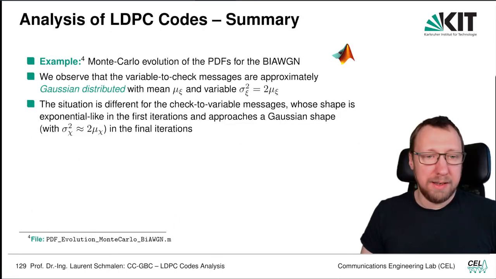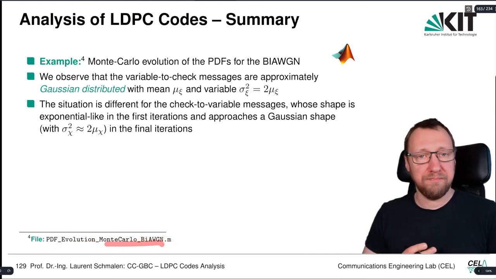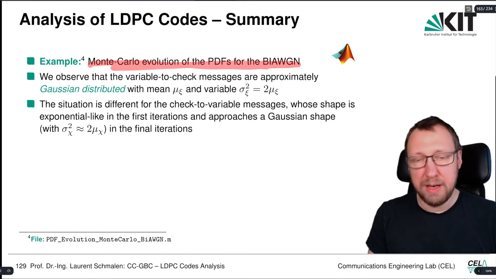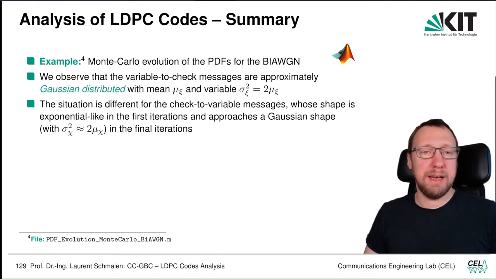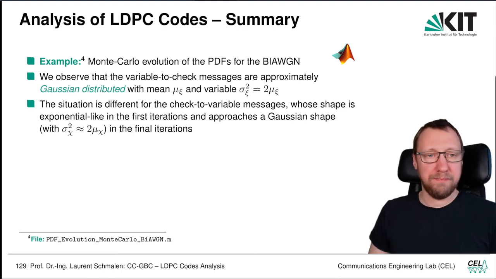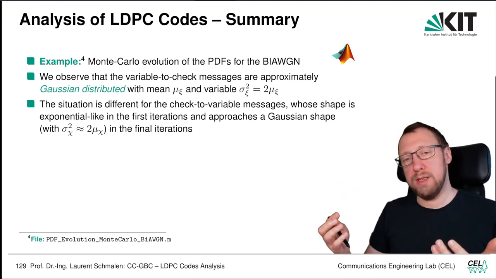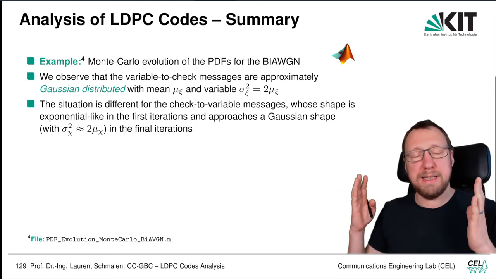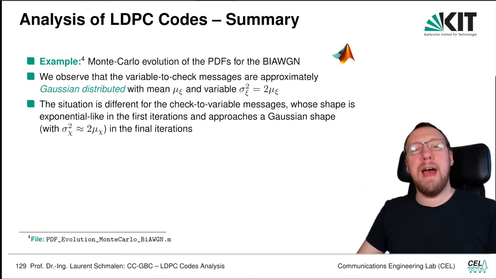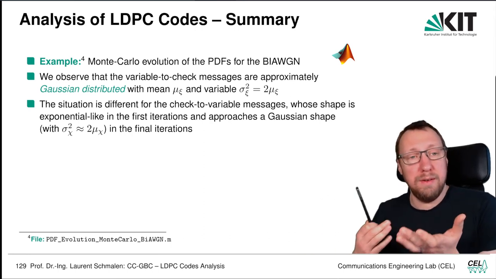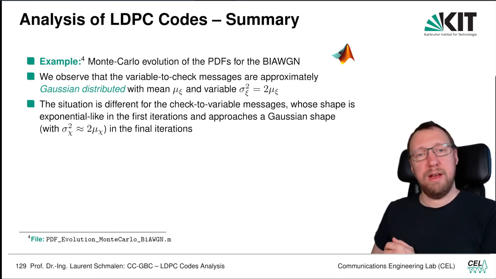So if you'd like to look at this and if you'd like to reproduce these results, you can take a look at this MATLAB script, PDF evaluation Monte Carlo. And that carries out the Monte Carlo evaluation of the PDFs for the binary input AWGN channel. And this is being done using the particle method or Monte Carlo method. So instead of representing the densities as real densities, and then running the convolutions, we just assume that we have a set of samples from our random distribution, and then we manipulate those samples. So we generate new samples by adding up values, by carrying out the operations of the decoder, and then get a set of new samples. And then we just take histograms to evaluate the probability density functions.